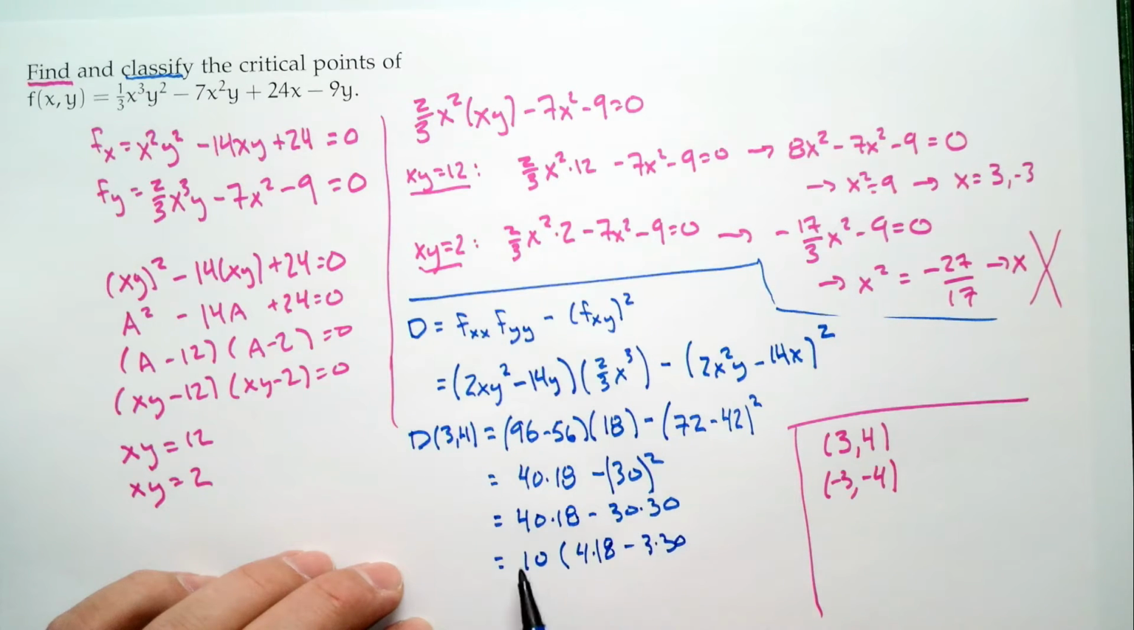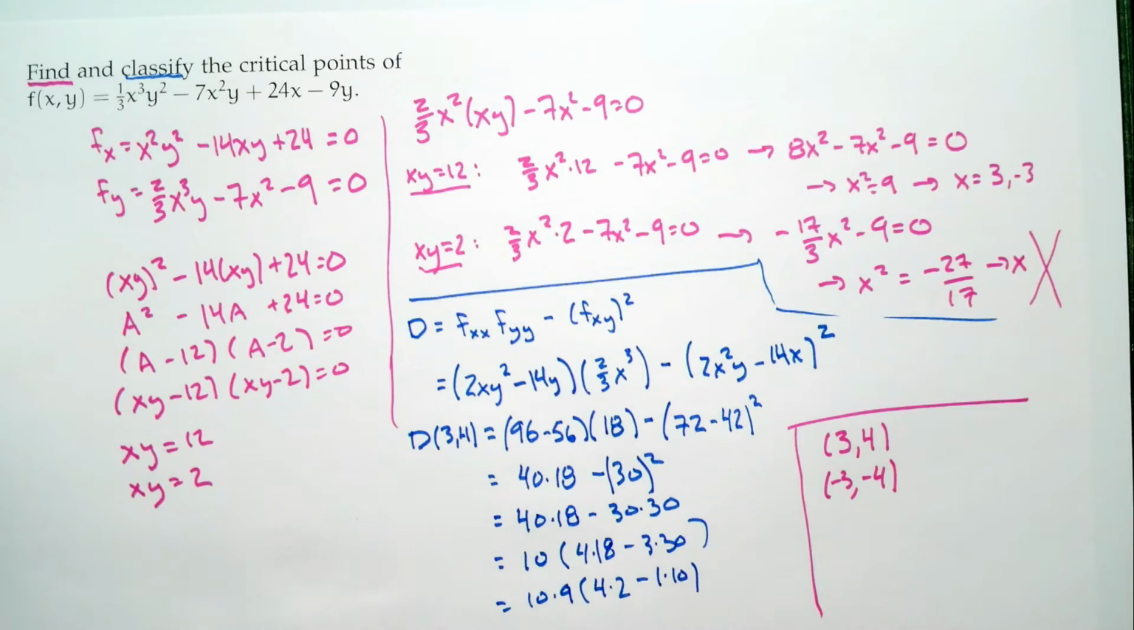So I pulled out a single 10. And I could say, hey, I can pull out a 9 because there's a 9. There's a 9. So that would be 10 times 9. And then I'd have 4 times 2. And then here it would be minus 1 times 10 because I pulled out 3. And now, this is much easier to compute. So if you're having a hard time with the computation, pull out common factors.